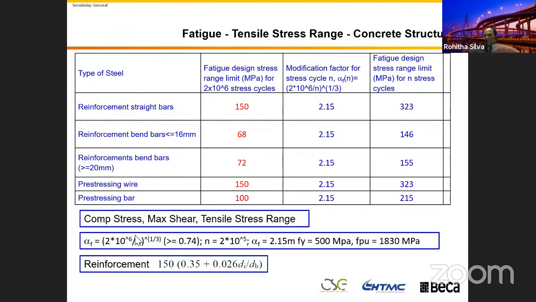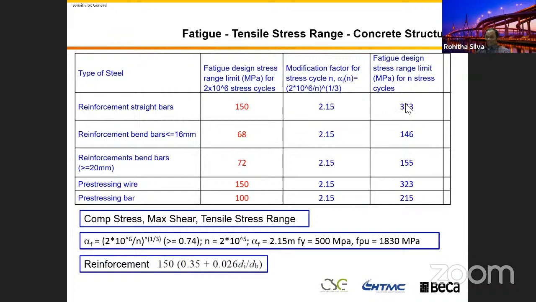Different codes have different equations. Please use this one. And then your magnification factor is almost 200%. Then you convert that, and you can see your fatigue strength is quite high. For example, for the reinforcement it is 323. This is quite high, because when you design your ultimate limit state condition, you use 0.87 times whatever your yield strength is. So it's close to that value.